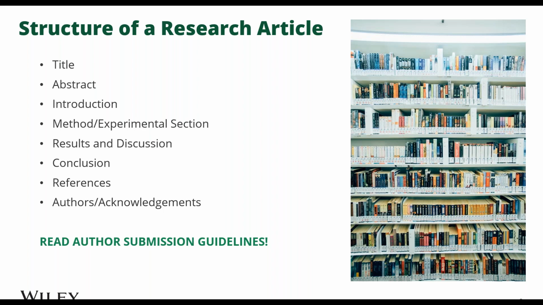So first we have your title, which is followed by an abstract, your introduction, your method, your results and discussion, and your conclusion. And then you might have your references and any acknowledgements. You should always read the author submission guidelines of the journal to make sure that the structure of your article aligns with any preferences that the journal might have, and also that they haven't asked for anything extra that you might not have included. Reading the author guidelines is really important, and we're going to come back to this later on.